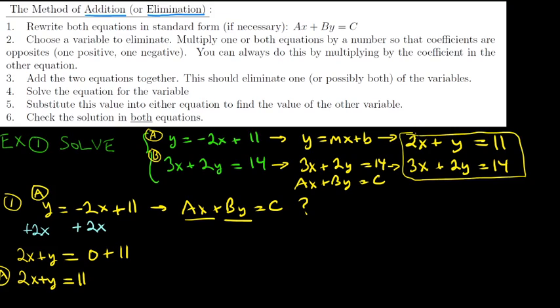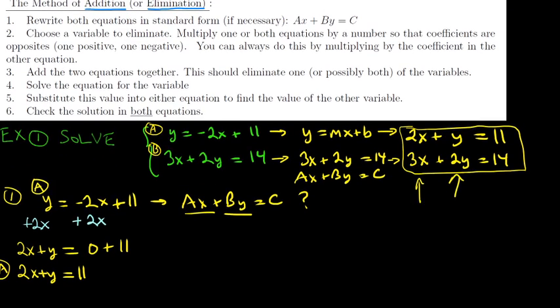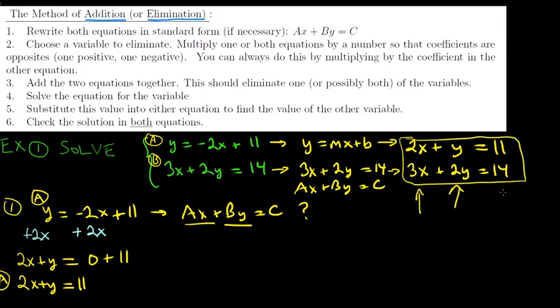And notice that everything is lined up. The x's all have their columns here. These are the x's, these are the y's. And then on the other side, you should just have numbers. And that's a 14 here.